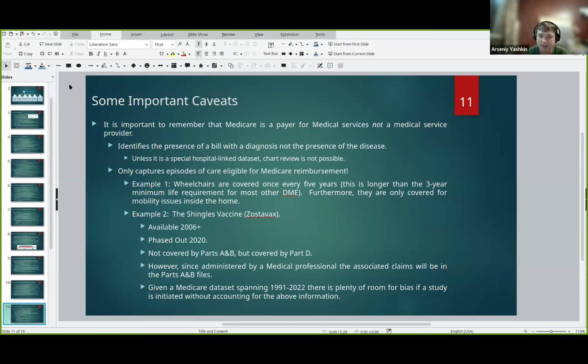Another possible example is Zostavax, the shingles vaccine. Right? It's available in 2006. It's phased out in 2020. It's not covered by Parts A and B, but is covered by Part D. But since you're going to get it administered to you by a medical professional, you'll be looking for the claims in the Parts A and B file. Right, so it's a little counterintuitive, but there are some strange cases which occur in Medicare data.